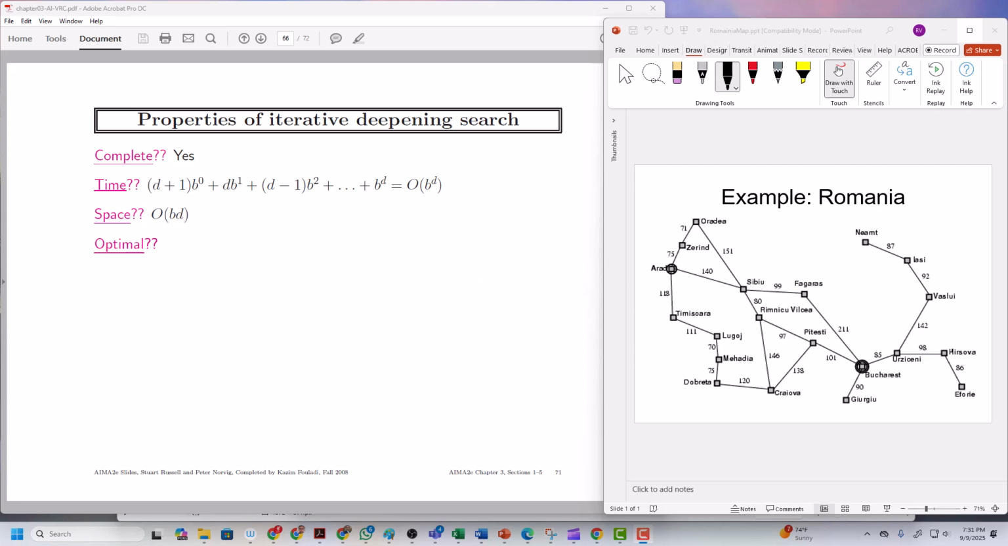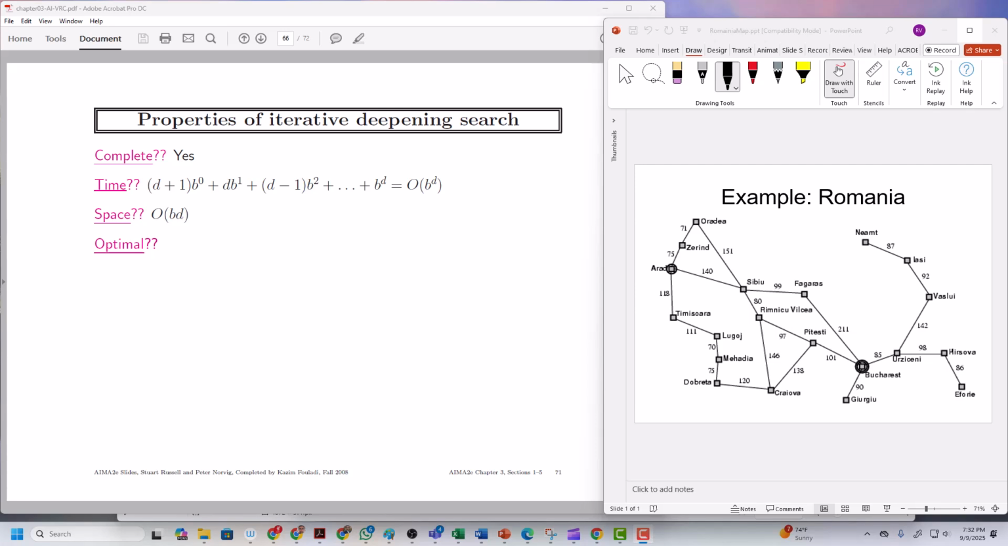Now about the time complexity, it's order of b to the power d, which is very similar to what we did for DFS up to the level d, b to the power d. And the space is again linear because you store one path at a time, order of b times d.